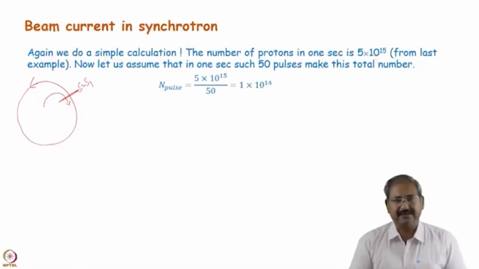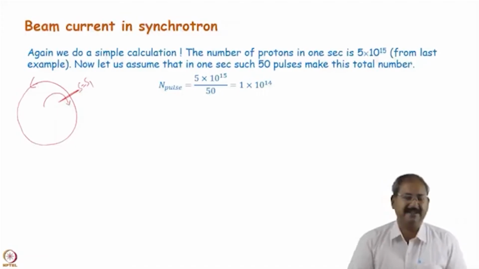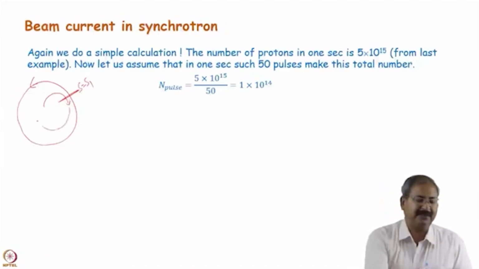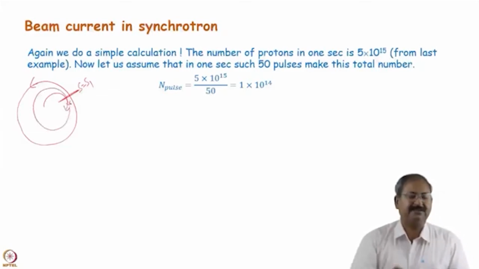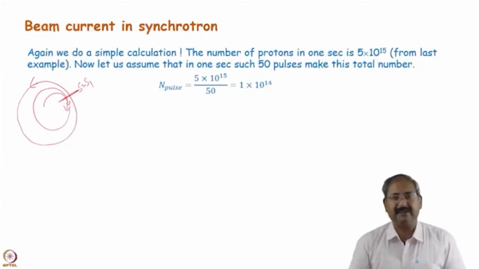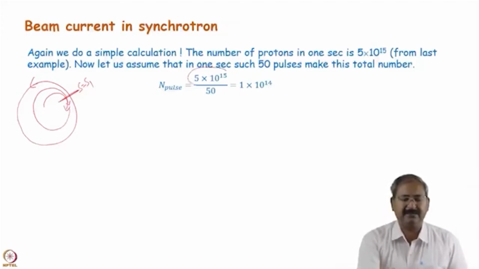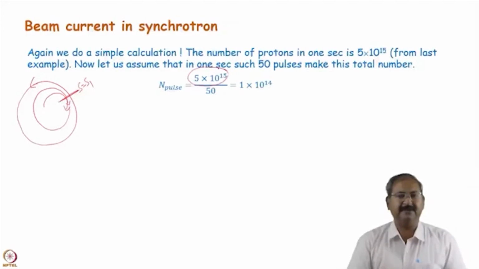In the case of a straight path, one proton is counted only once for calculating the current. Here, one proton may be counted many times in 1 second, so the average current will be higher. Now we again consider the same number of protons as in the previous example, that was 5 into 10 raised to 15. But suppose such 50 pulses are there.